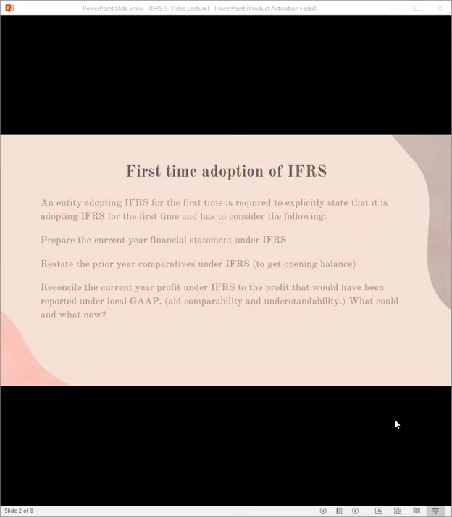So, the first thing a company is supposed to do is prepare its current year financial statements under IFRS. Any company that is planning to adopt IFRS for the first time, there are three things it is supposed to keep in mind. The first one is obviously to prepare the current year financial statement under IFRS, because it is adopting IFRS for the first time. IFRS simply means the company is preparing its financial statements using all the provisions and guidelines given by IFRS. So the current year financial statement needs to be prepared under IFRS.